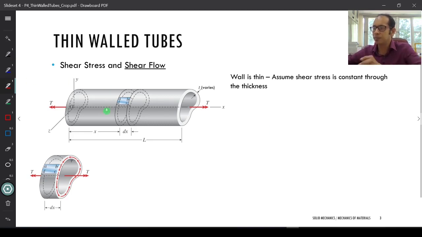A practical example of this may be something like this. You have a thin walled tube and it's non-circular, right? So if you take a look at this cross section over here, it is not a circular cross section. I sort of bent it over here. So it is a non-circular cross section that you're looking at.